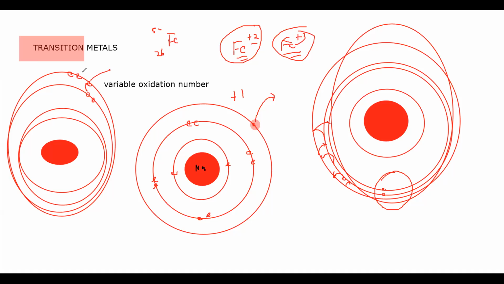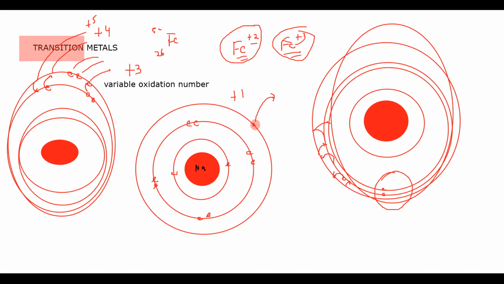When these are metals, if it loses 3 electrons, what will be the valency? The valency will be +3. If another electron jumps from a lower shell to a higher shell and it loses that electron, what will be the valency? +4. If another electron jumps and is lost, the valency will be +5.